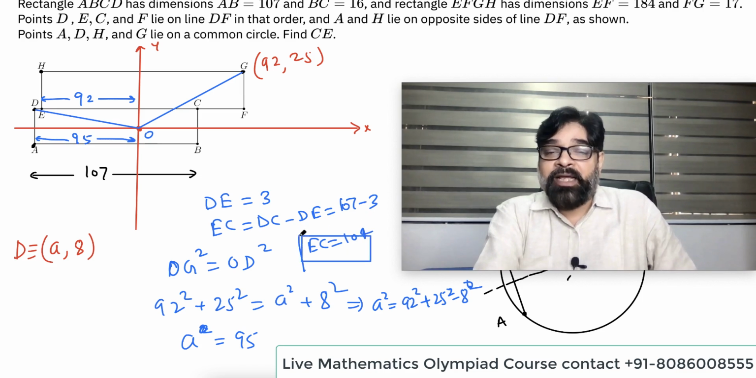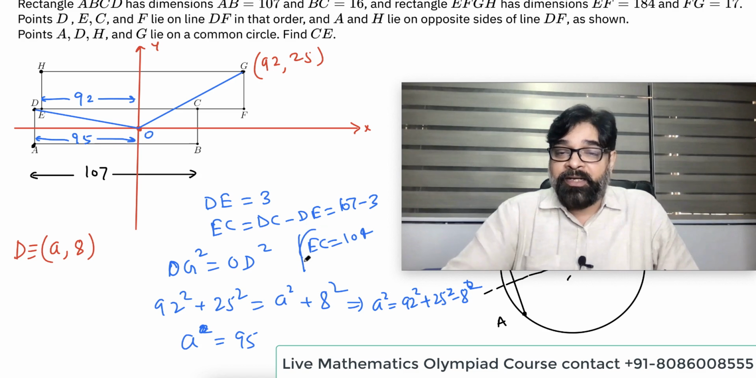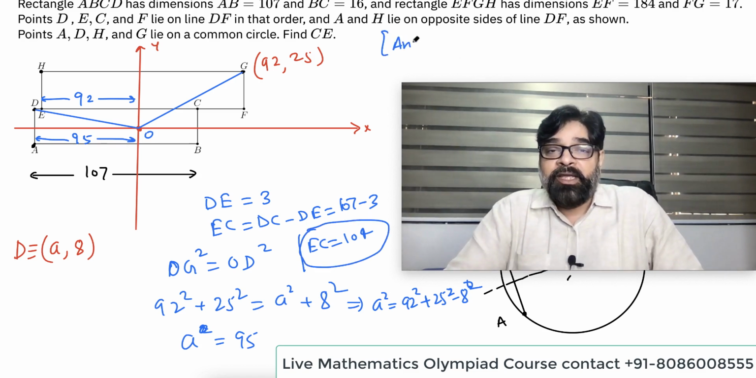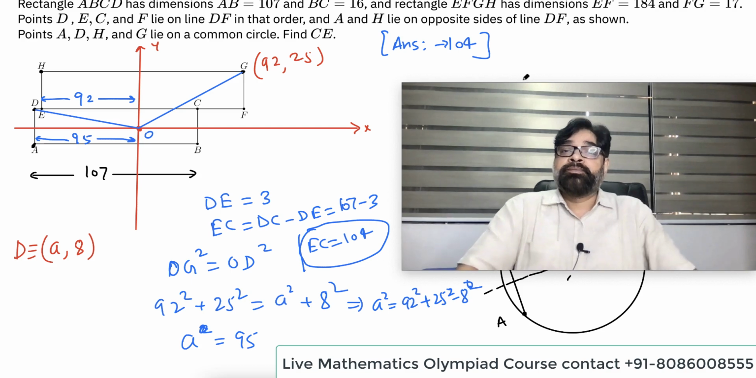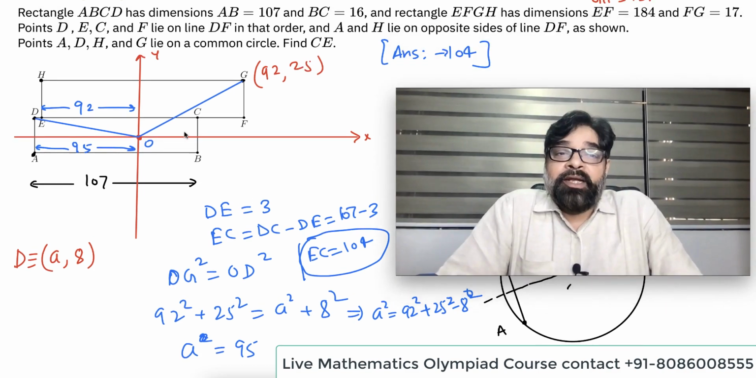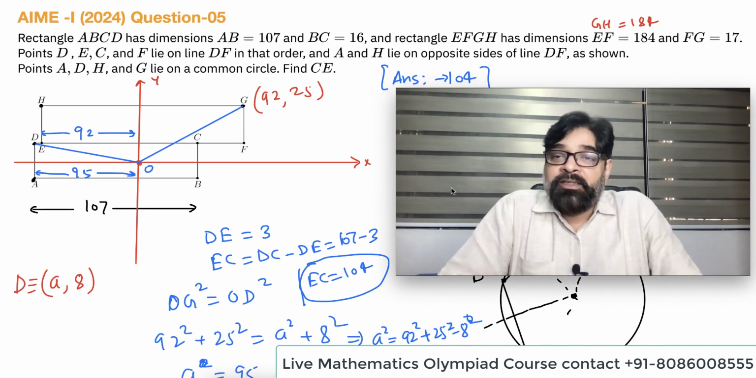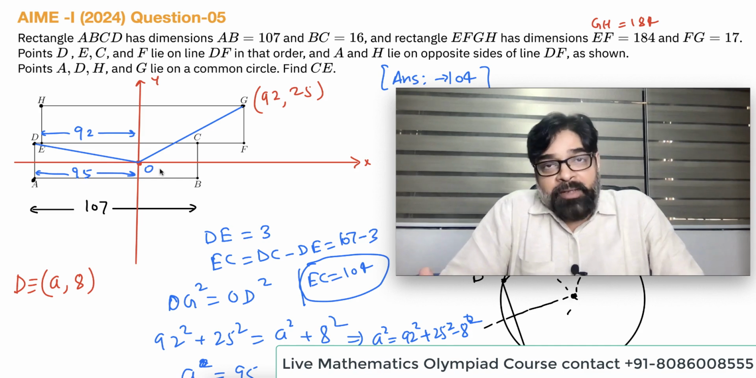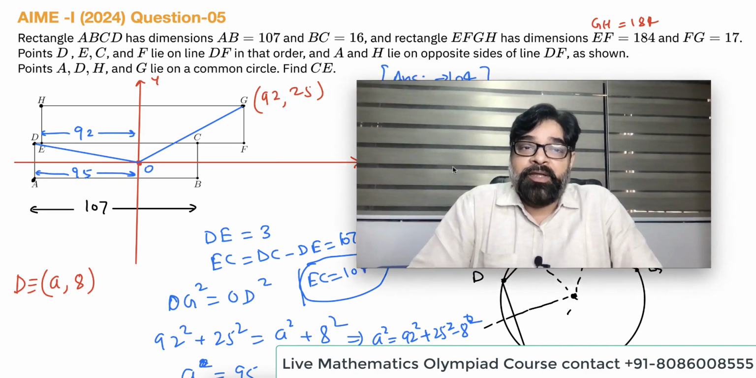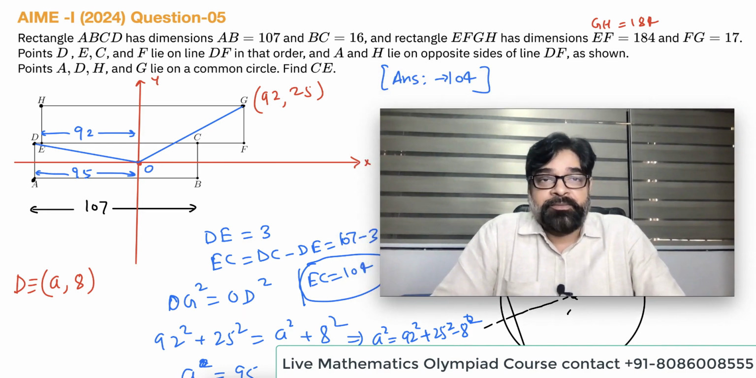Maybe for the calculation it looks weird, but nothing is there in the question. The answer of this question will be 104. That's all. That's a good question to relate the circle concept as well as the coordinate geometry concept. You can use it. I'm not saying this is the only way. So many ways you can solve this question. It's up to you what way you are looking for. Right? Thank you.